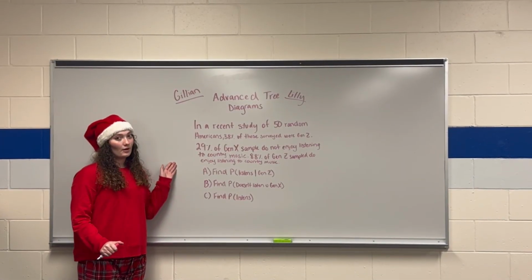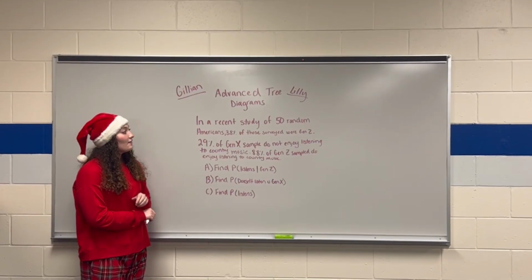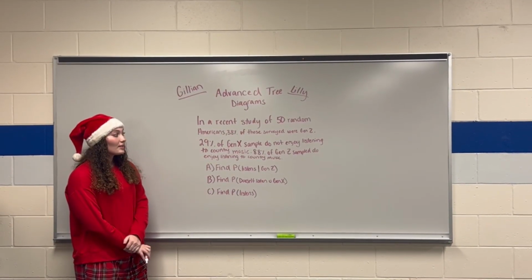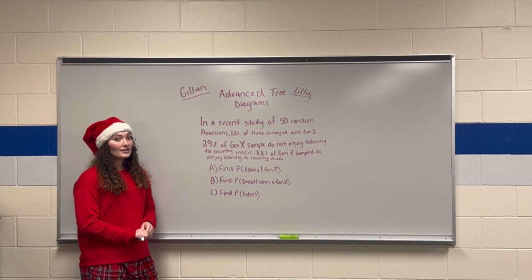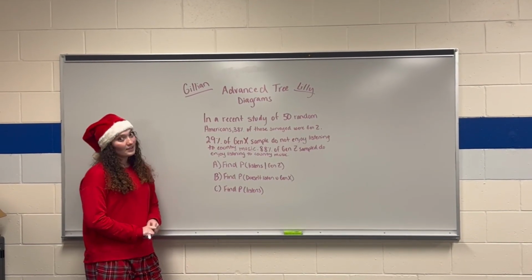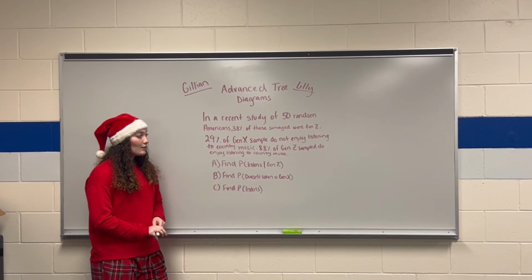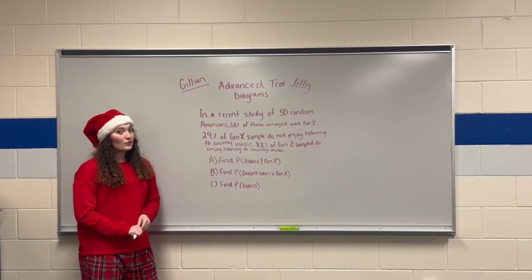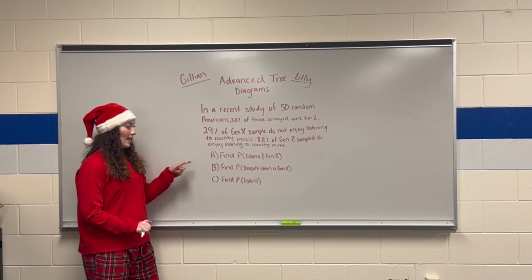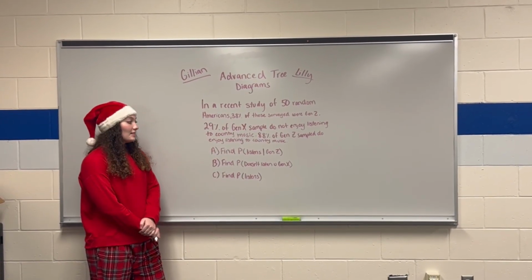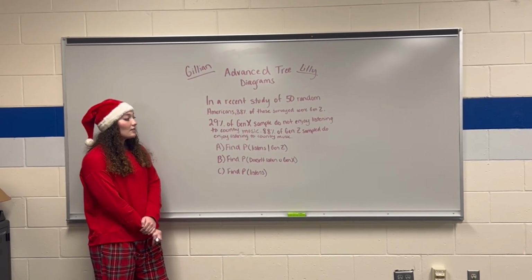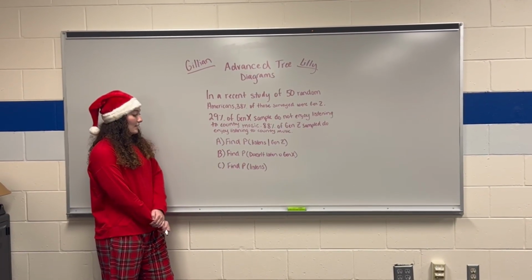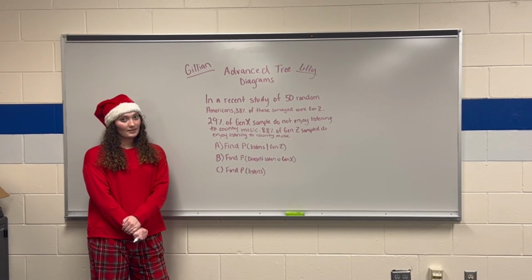This is our AP problem. In a recent study of 50 random Americans, 30% of those surveyed were Gen Z, 29% of Gen X sampled do not enjoy listening to country music, 80% of Gen Z sampled do enjoy listening to country music. A. Find P listens given Gen Z. B. Find P doesn't listen or Gen X. And C. Find P listens.